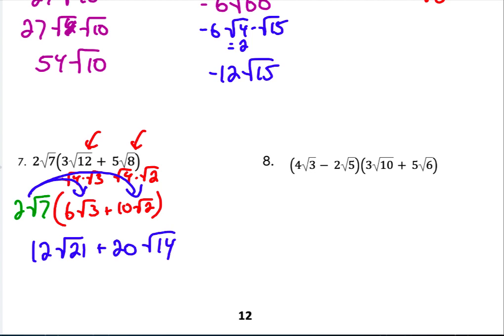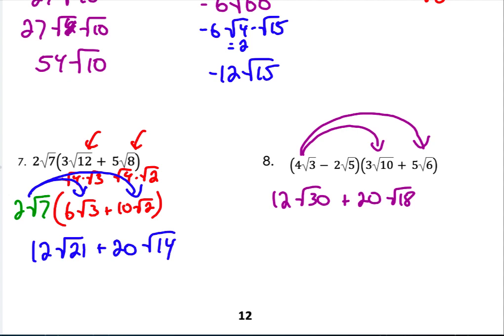Okay. So this one, I'm going to have to FOIL, or my double distributive. So 4 square roots of 3 times 3 square roots of 10 is 12 square roots of 30. And then 4 square roots of 3 times 5 square roots of 6 is 20 square roots of 18. I'll come back and simplify anything I can here in a little bit. Then negative 2 square roots of 5 times 3 square roots of 10 is going to be negative 6 square roots of 50. And then negative 2 square roots of 10 times 5 square roots of 6 is going to be negative 10 square roots of 30.